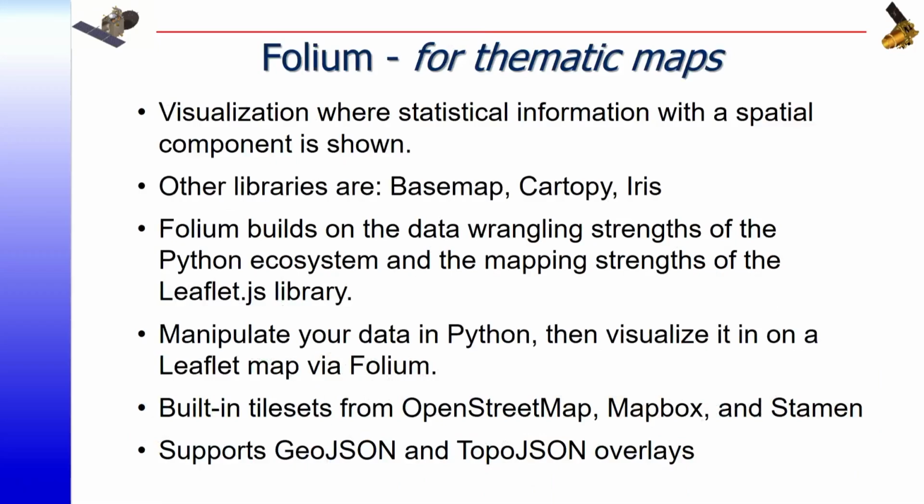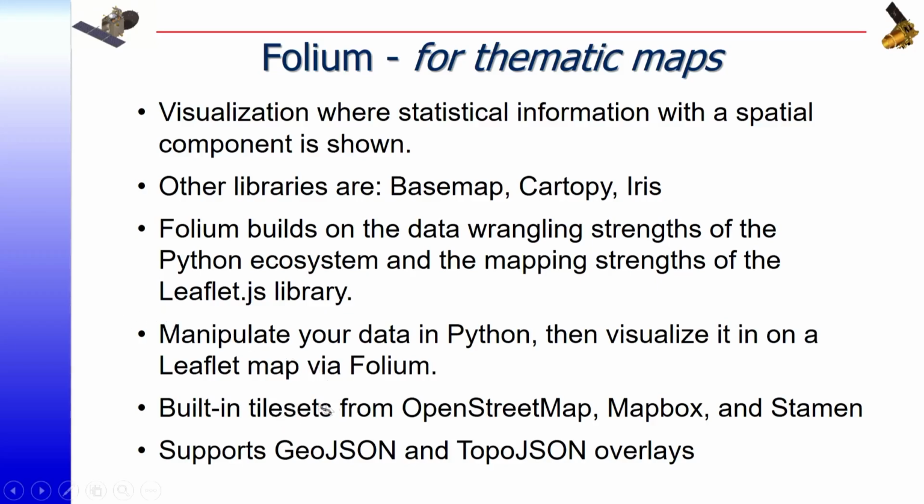The last module that I want to focus on is Folium, which is primarily for making thematic maps. This is when the statistical information that you want to portray also has a spatial component. There are many libraries which help you display spatial data, such as Basemap and Cartopy. The advantage that Folium has is that it is built on a very popular JavaScript library called leaflet.js. So it builds on the data wrangling strengths of Python and the mapping strengths of Leaflet to come up with very attractive maps.